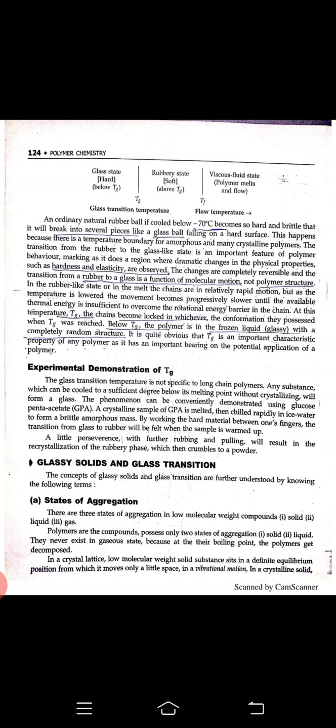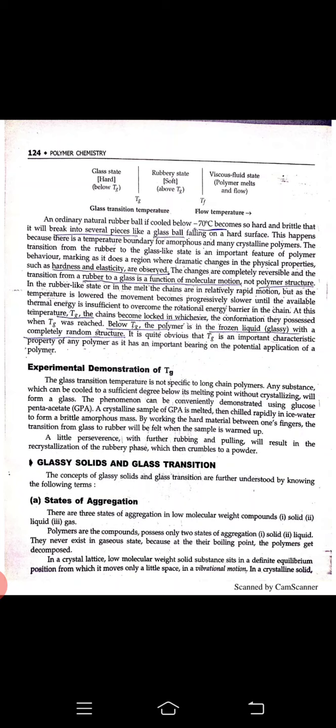The concepts of glassy solids and glass transitions are further understood by knowing the following terms. State of aggregation. There are three states of aggregation: one is the solid, second is the liquid, third is the gas. A polymer compound possesses only two, solid and liquid.